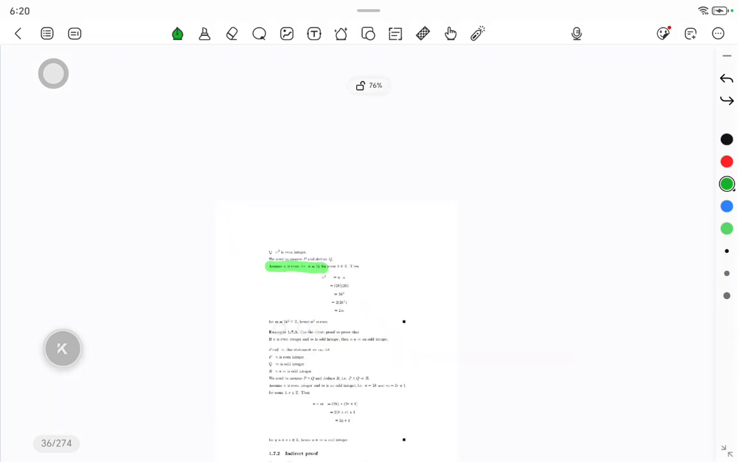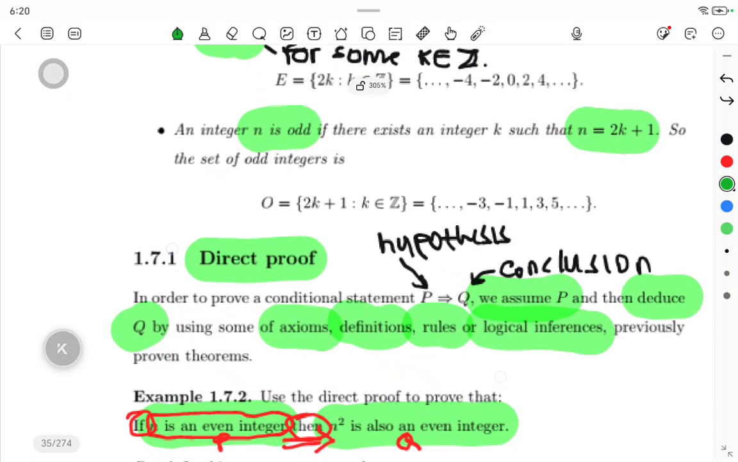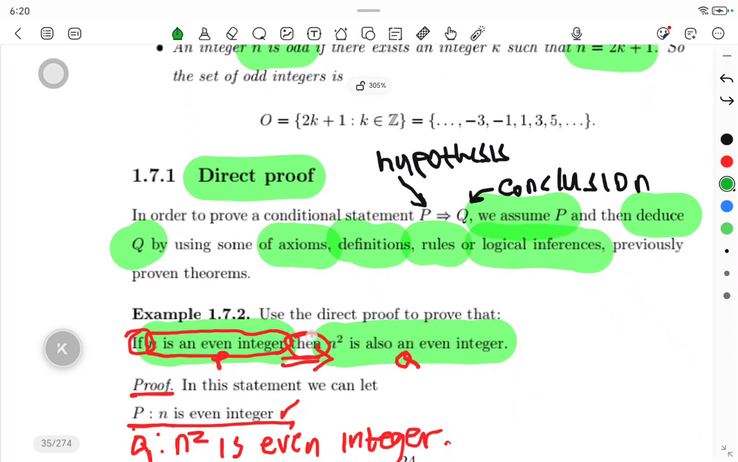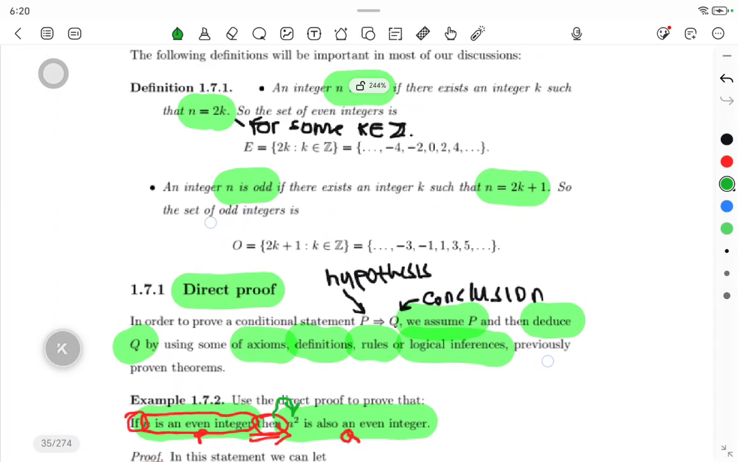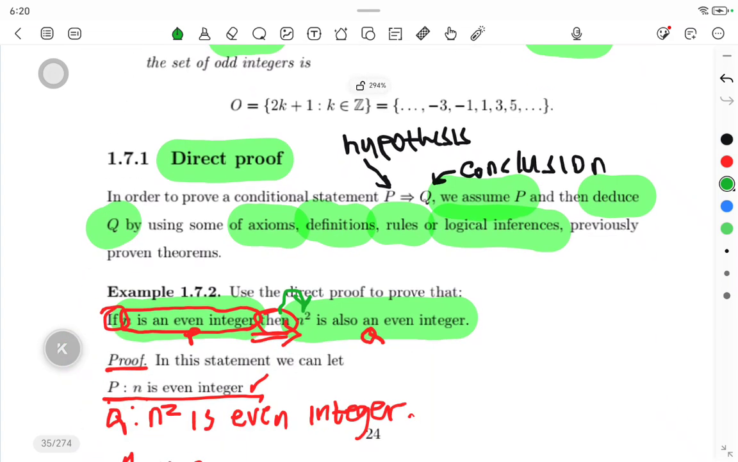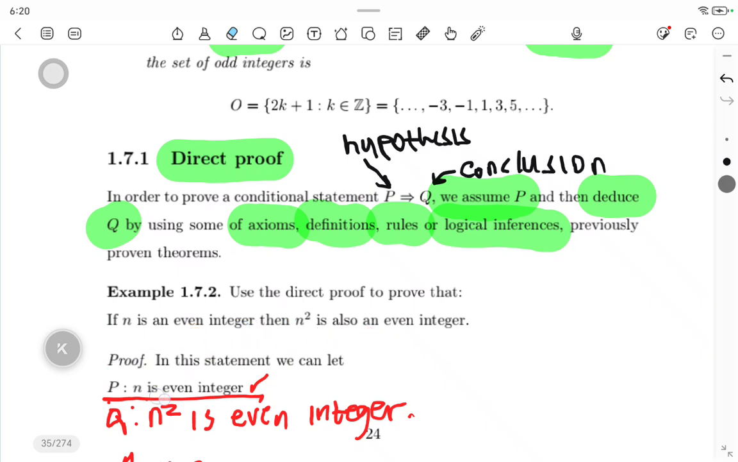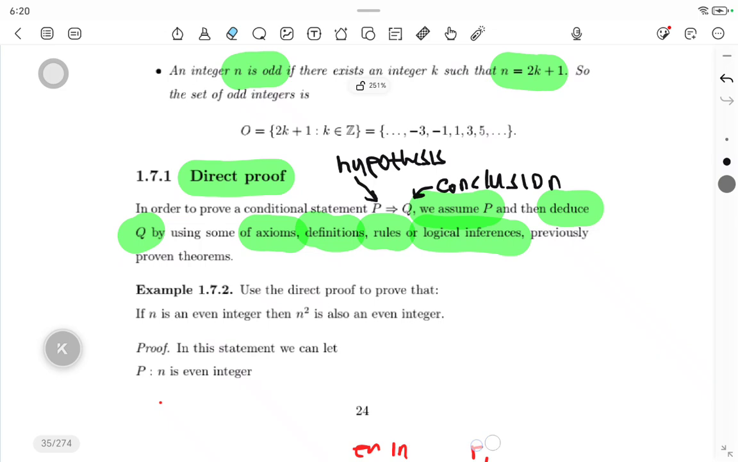Then check. Remember, after assuming, we need to write "then." This is very important to show that now we are going to the conclusion. When I come to the conclusion, I have n squared. Now I must prove that n squared is also an even integer.